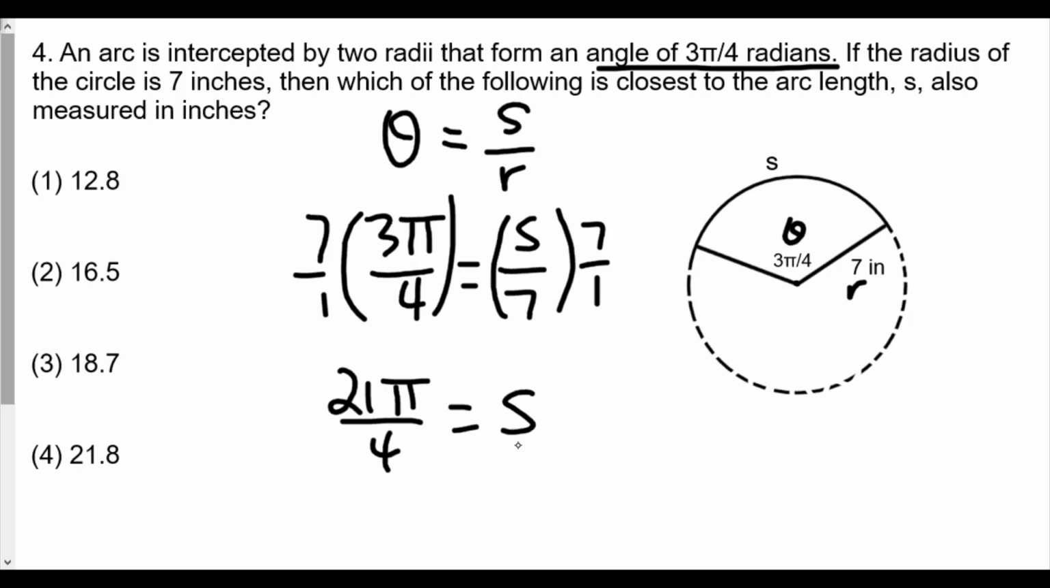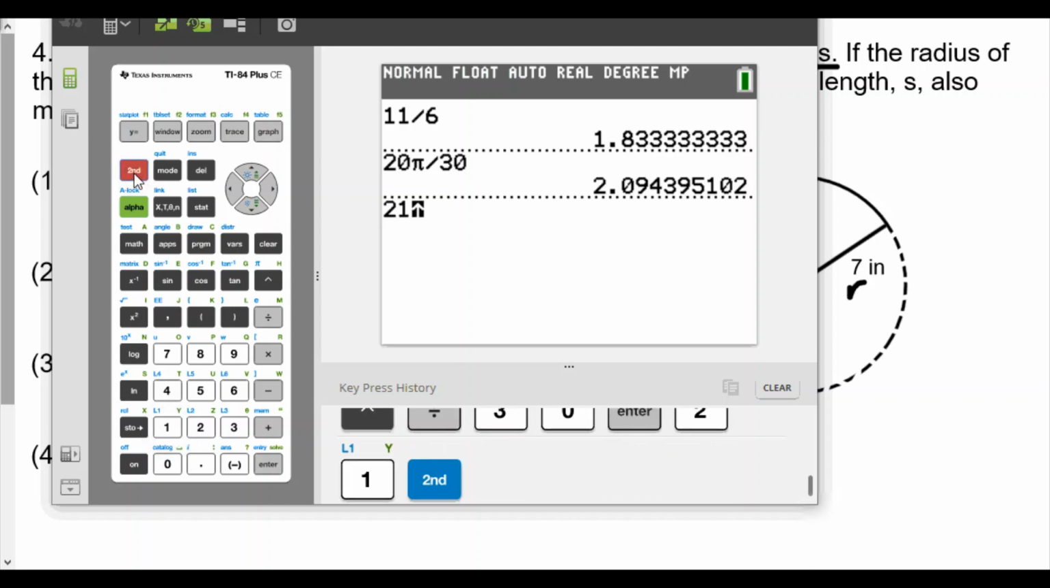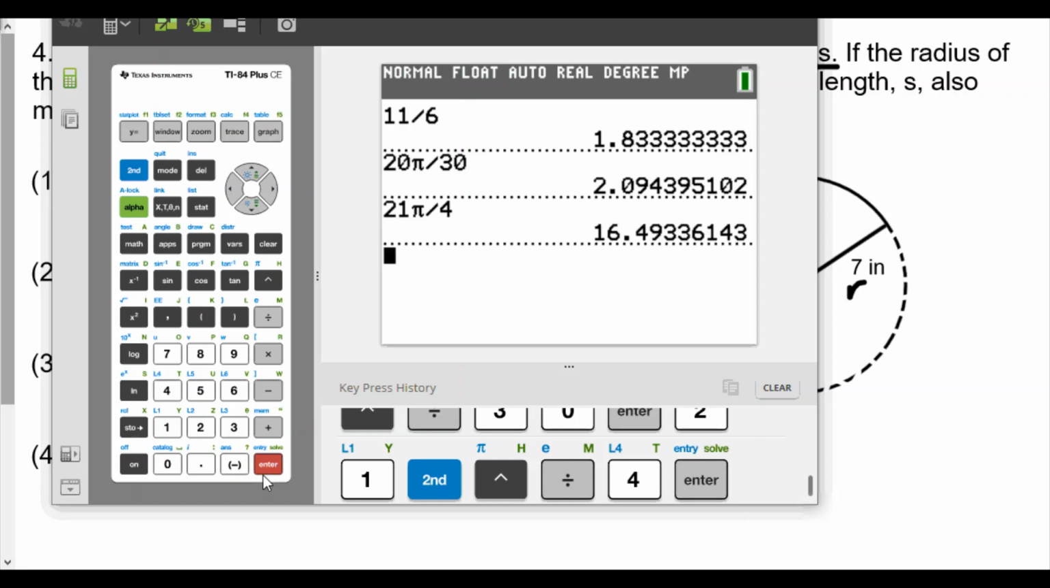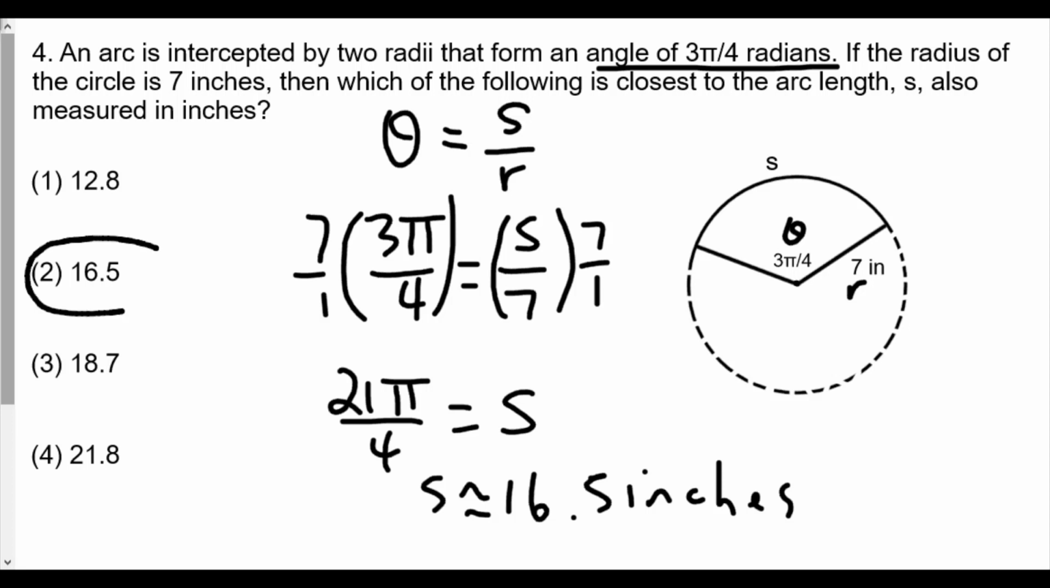In terms of pi, that would be the exact value, in inches in this case, but we're now going to use a calculator to approximate this. So we take 21 pi divided by 4, and we get 16.49, which approximates to about 16.5. So s is about 16.5 inches, and that'll be choice 2.